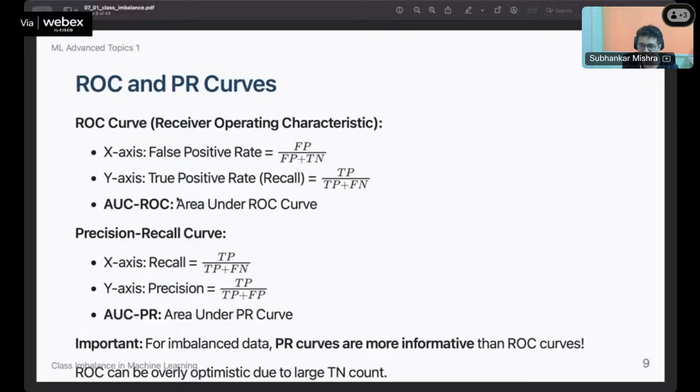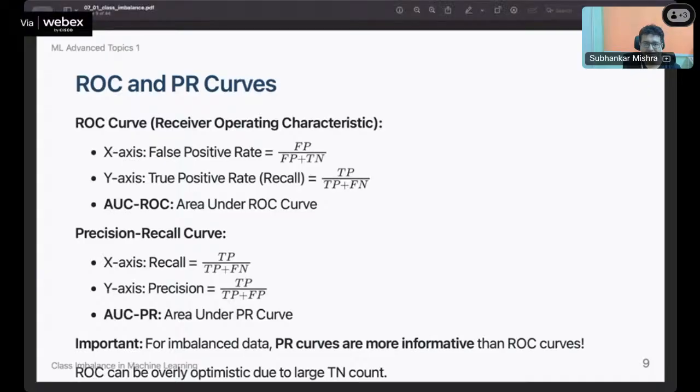But otherwise, it plots the true positive rate, that is recall, versus the false positive rate. And as we vary the threshold, it keeps on changing, and with the x and y axis, it's a curve. What we do is we find the area under the curve, right? And a perfect classifier will have the area equal to 1.